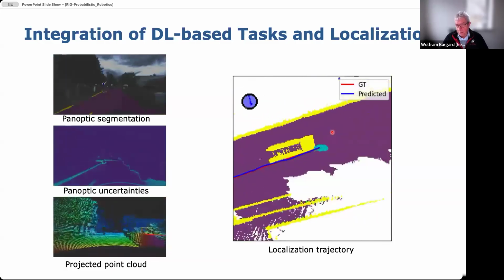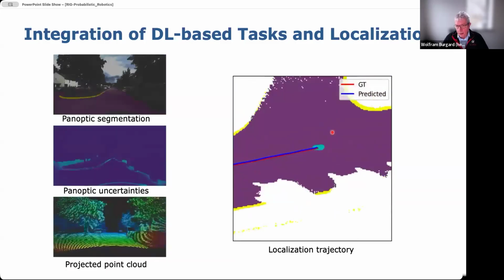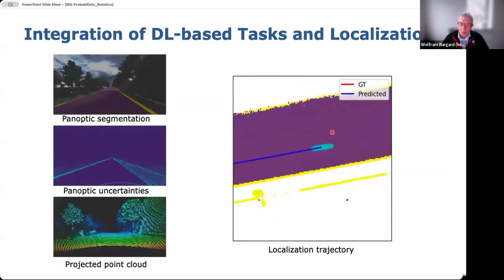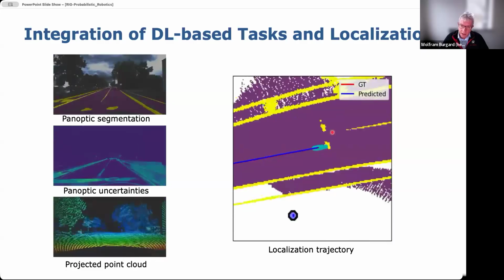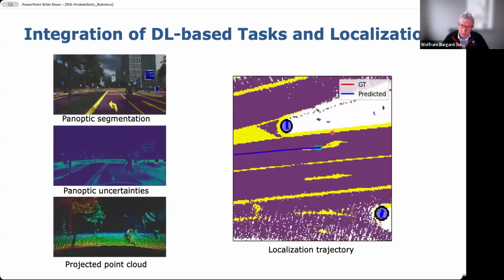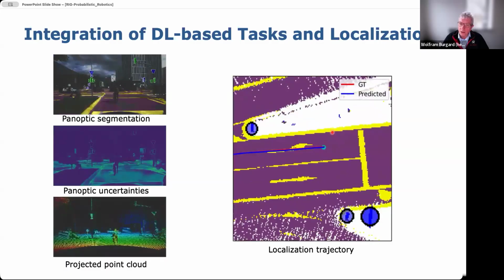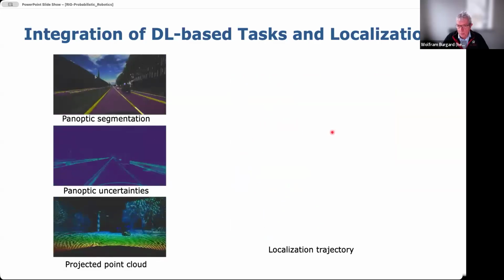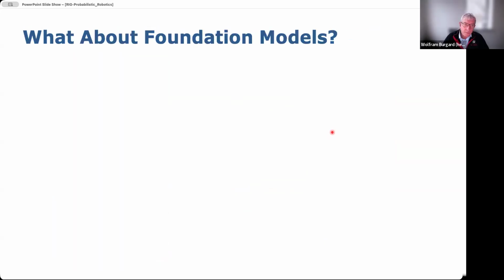So this is a challenge that I think is an area where there is still some demand: how to properly combine these two approaches to get the best out of both worlds, to have the robustness of state estimation processes and the performance of these semantic interpretation tasks, and combine them in a proper fashion.